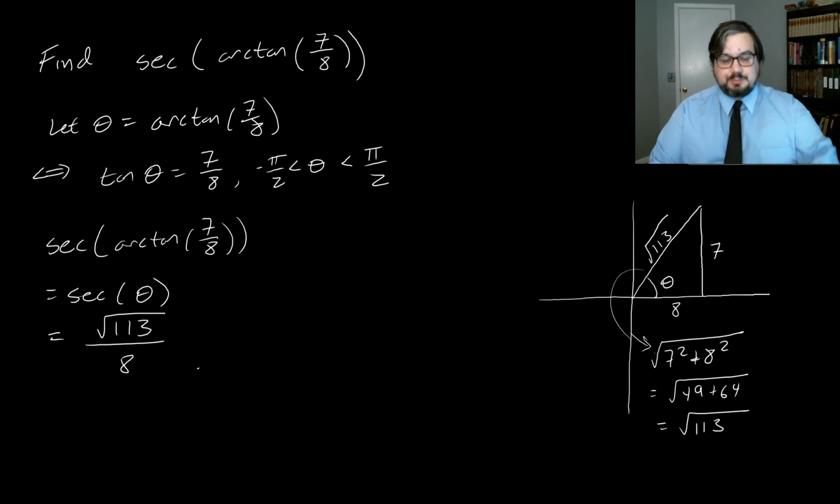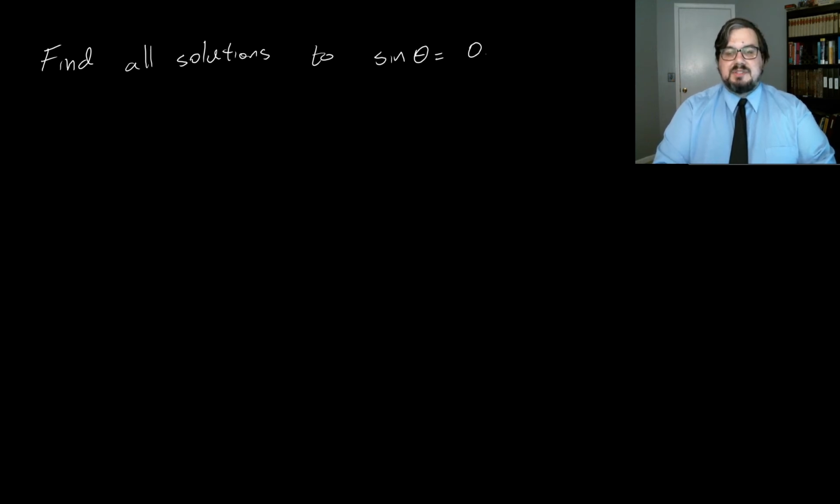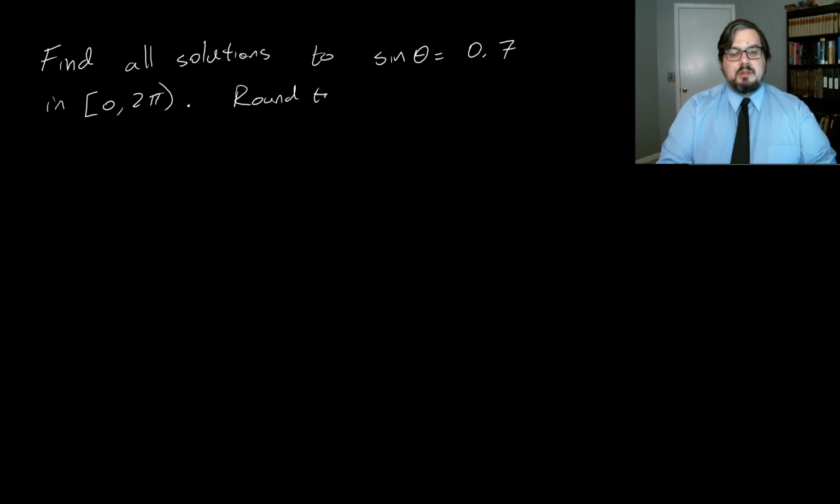Okay, so let's next talk about how we can use technology and the inverse trig functions to find approximate solutions to problems. So let's do the following. Find all solutions to sine theta equals 0.7 in the interval from 0 to 2 pi, and then round to 3 decimal places.